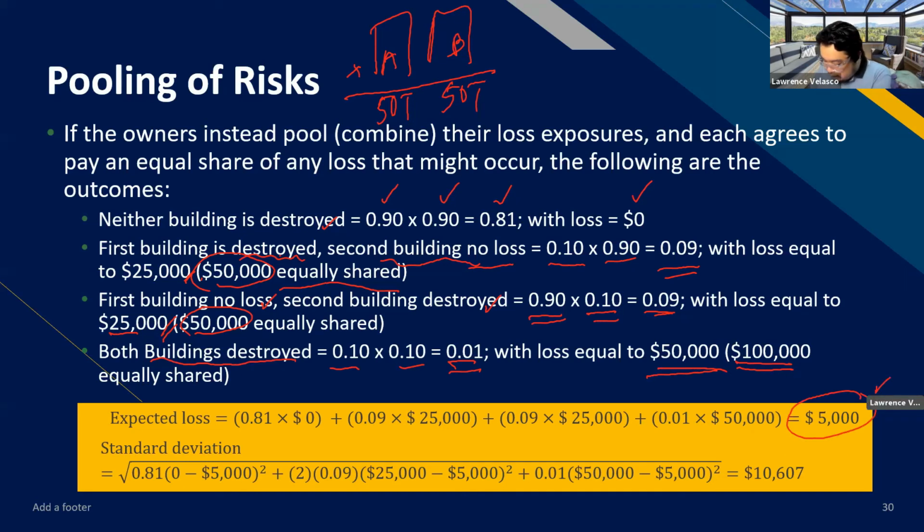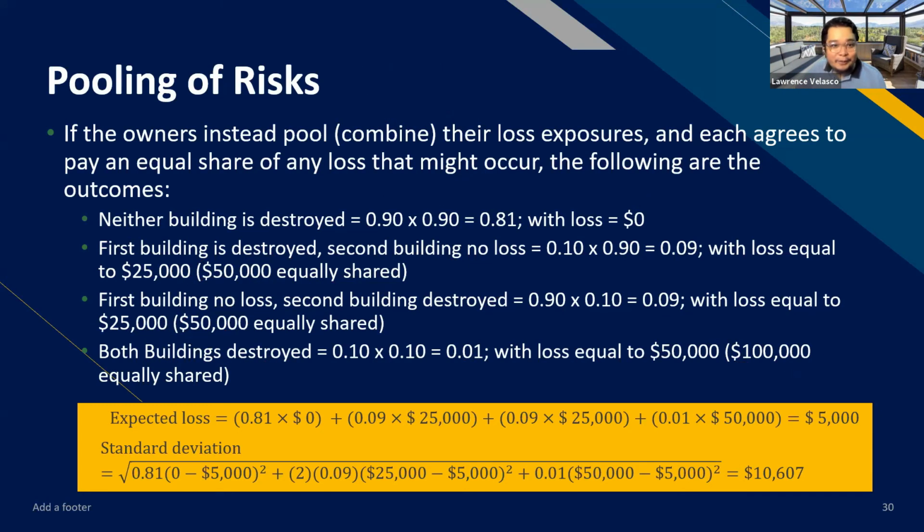If you look at the expected loss here, it's the same, 5,000. However, when you compute the standard deviation, it's lower, 10,607, which implies there's lower risk if you pool those risks together. Okay, and that's the essence of insurance. Imagine if they can find so many more buildings and combine them together. From the point of view of the insurer, which aggregates the risks together, the standard deviation will be much, much lower than if they are dealing with those risks alone. So essentially, that's the general concept of insurance and why there's a market for it.